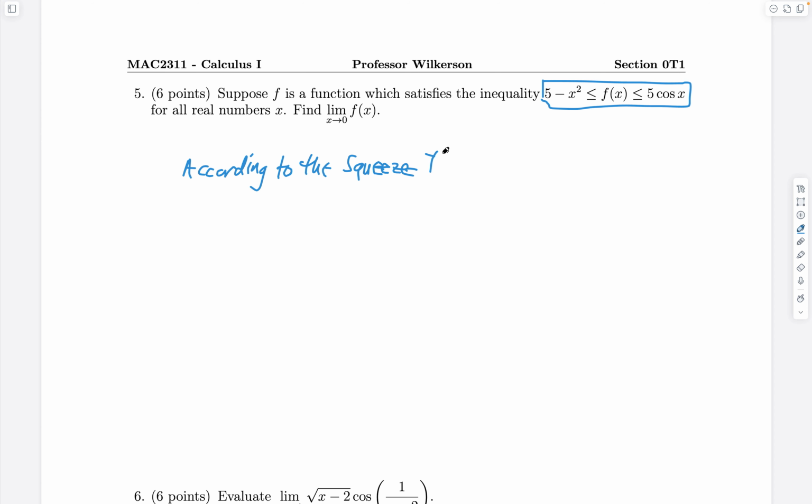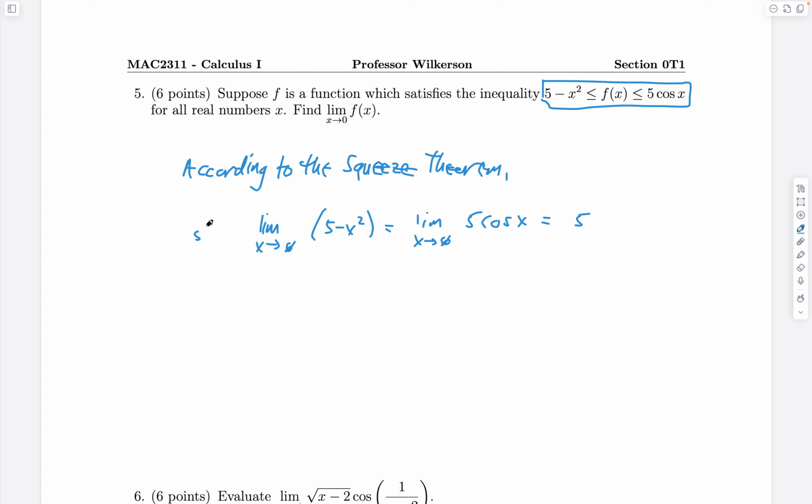So according to the squeeze theorem, we recognize that the limit as x goes to 0 of this side over here, what is this going to equal? Well, when I plug in 0, I would get 5 minus 0 squared, which is 5. I'm hoping that that's also equal to the limit as x goes to 0 of 5 cosine of x. Is it going to be? Well, let's plug in 0. 5 times cosine of 0. Cosine of 0 is 1. 1 times 5 is 5. So we see that both of these are going to equal 5.